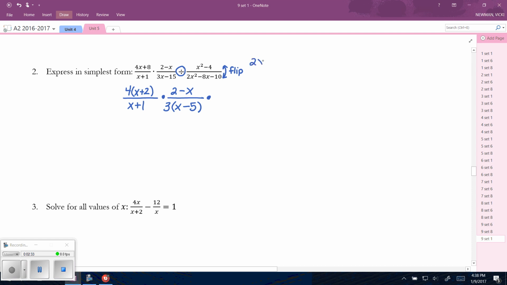So the 2x squared minus 8x minus 10 is in the numerator, and the x squared minus 4 is in the denominator. I know off the top of my head how to factor x squared minus 4. That's x plus 2 times x minus 2. I'm okay with that. But what I'm not sure about is my factoring skills with this quadratic. So I'm noticing right away that I can take out a 2 and get x squared minus 4x minus 5.